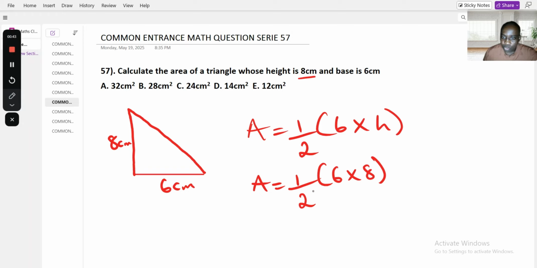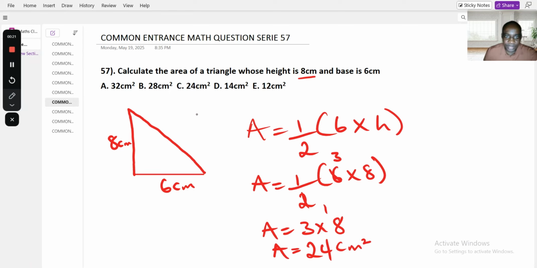Therefore, we can say 2 here, 1. How many 2s can we see in 6? 3. Therefore, our final answer will be 3 times 8. What is 3 times 8? It is going to give us 24. 24 centimeters squared. Is it there? Yes, 24 is there. C. That's our final answer. Let's move to the next question.